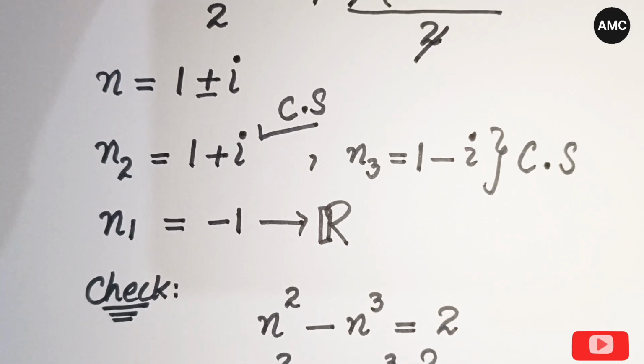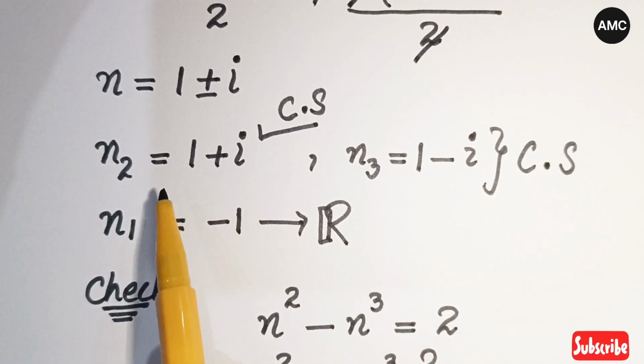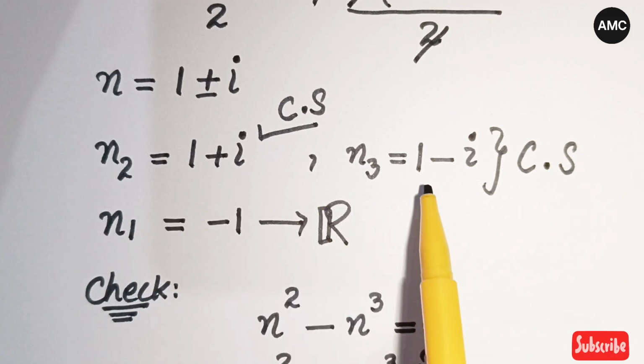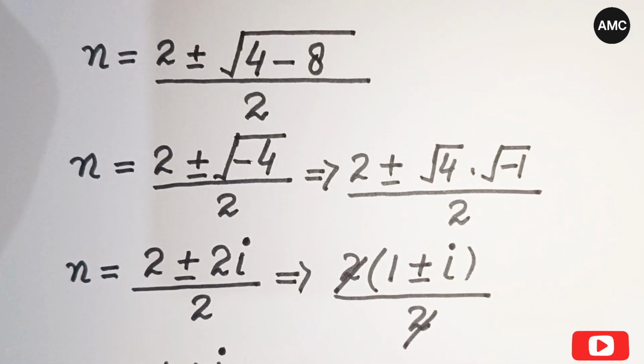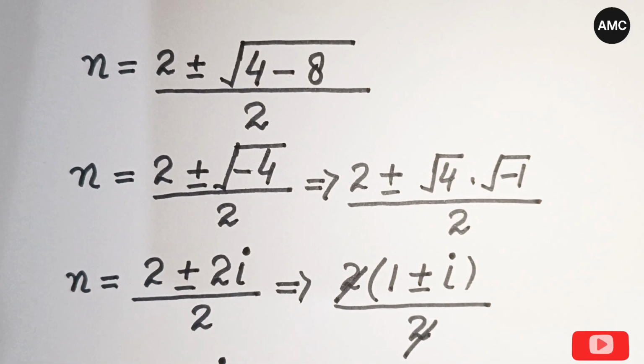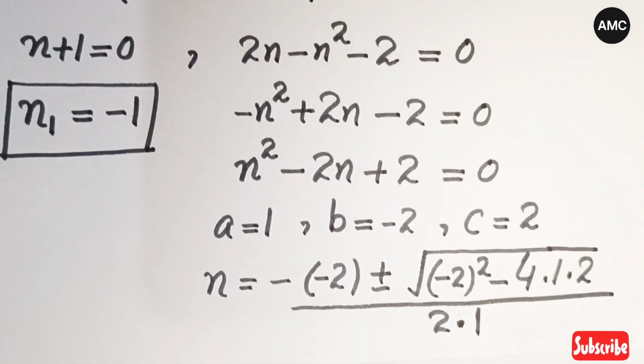So n1 is minus 1, it is the real solution, and we have also complex solutions, which are n2, 1 plus i, and n3, 1 minus i. So here we have solved our problem step by step.